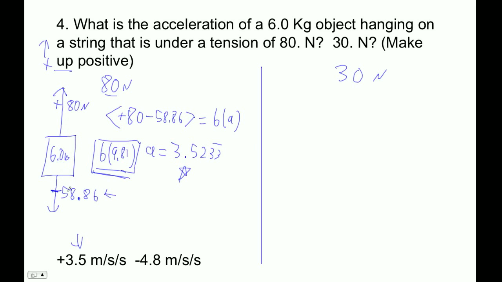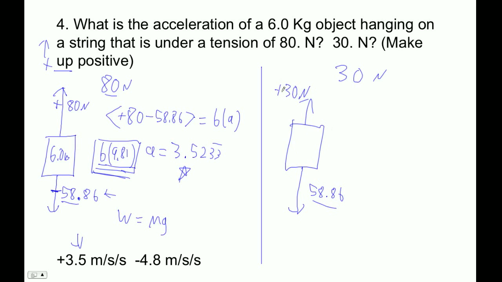Now, obviously, 30 newtons is going to be less than the weight, so I think it's going to accelerate down. Okay, so if there's 30 newtons of force up, we still have 58.86 newtons of force down. Right, so I got that by going 6 times, we're using weight is mg for that, right? Okay, so that's where I got that. Now we've got, that's positive, this guy's negative. All right, so now we can set up our little equation. 30, positive 30 minus 58.86 equals, and then this is still 6 kilograms. 6A, right?